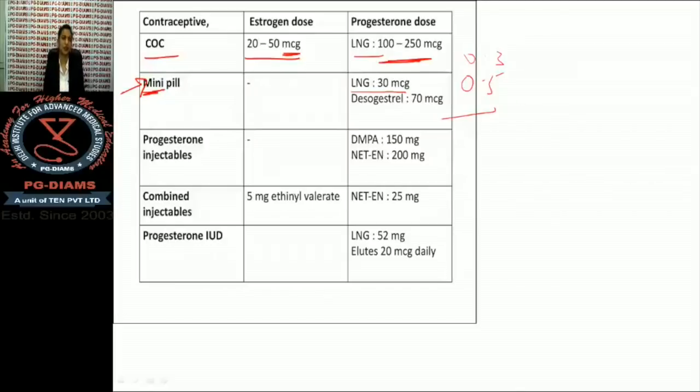What I'm trying to tell you is that the mini pill not only does not have estrogen, it also has a very low dose of progesterone. Then coming to progesterone injectables. An example is depot medroxyprogesterone acetate, which is 150 mg and it is repeated every 3 months. Now suppose you have this 150 milligram dose for 3 months.